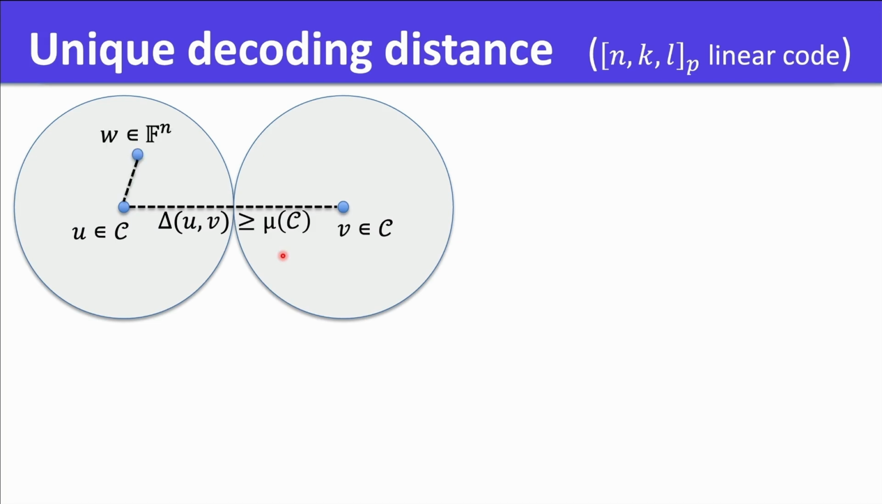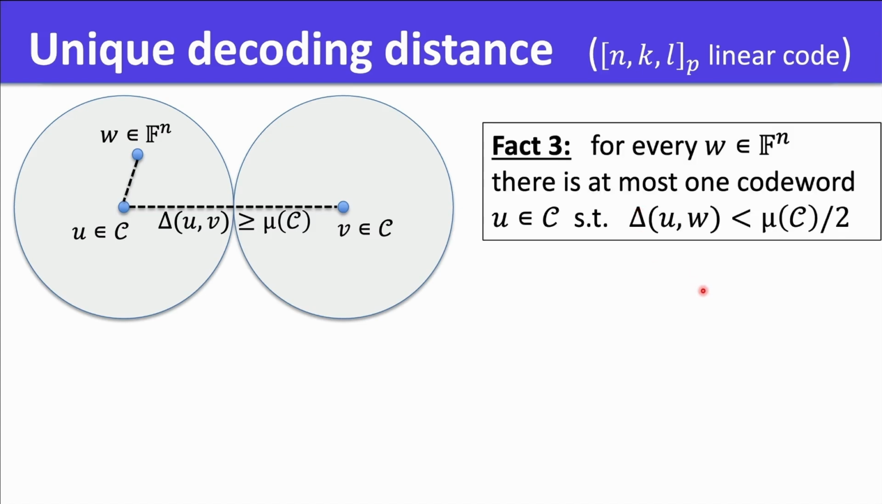Now, let's look at some other word w in F^n. This is not a code word, it's some word in F^n, and there's a simple fact that says that there's at most one code word u in the code that's at distance mu over 2 from w. So if we look at a Hamming ball around the word w of radius mu over 2, there will be at most one code word in that ball.